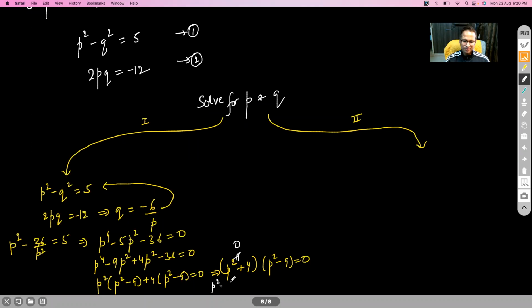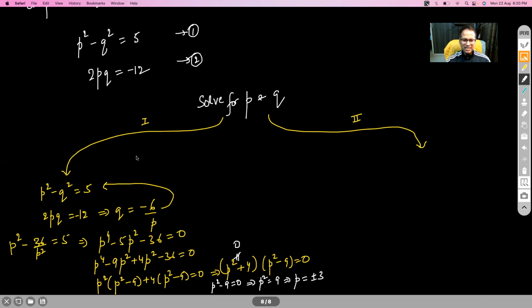Correct? So that means p square is 9. So p value will be plus minus 3. Yes or no? Any questions? Any concerns?